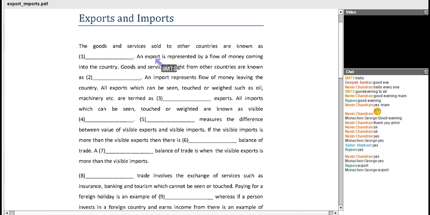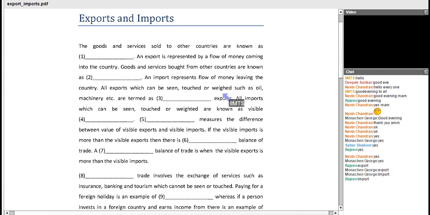Then the next is, an export is represented by a flow of money coming into the country. Goods and services bought from other countries are known as dash. It is very general. So everybody can answer. When we purchase goods from the other country, that is known as import. Monachin and Rajiv have given the right answer. It's import. The next one, an import represents flow of money leaving the country.